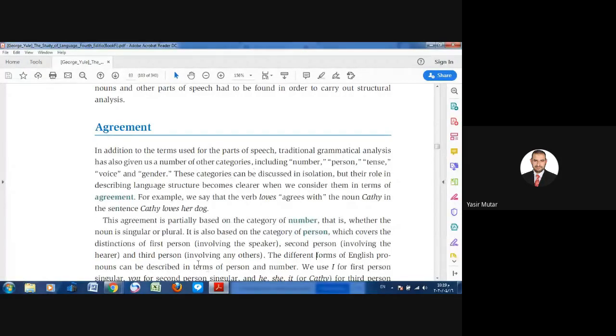I'll give you just a general idea, and then inshallah in the next lecture we'll try to discuss it more, maybe in depth. I know you know this, but just to remind you. For example, when I say "I am a student," I couldn't say "I is a student," or "I are a student." Why? This is called agreement.